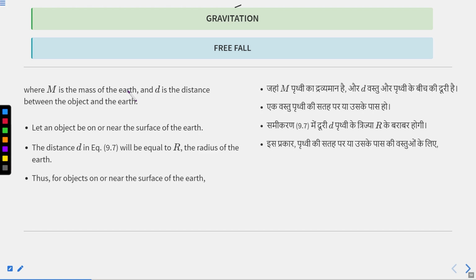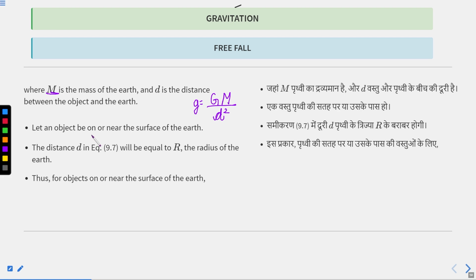Where g becomes G capital M divided by d square, where capital M is the mass of the earth, and d is the distance between the earth's surface and the object.